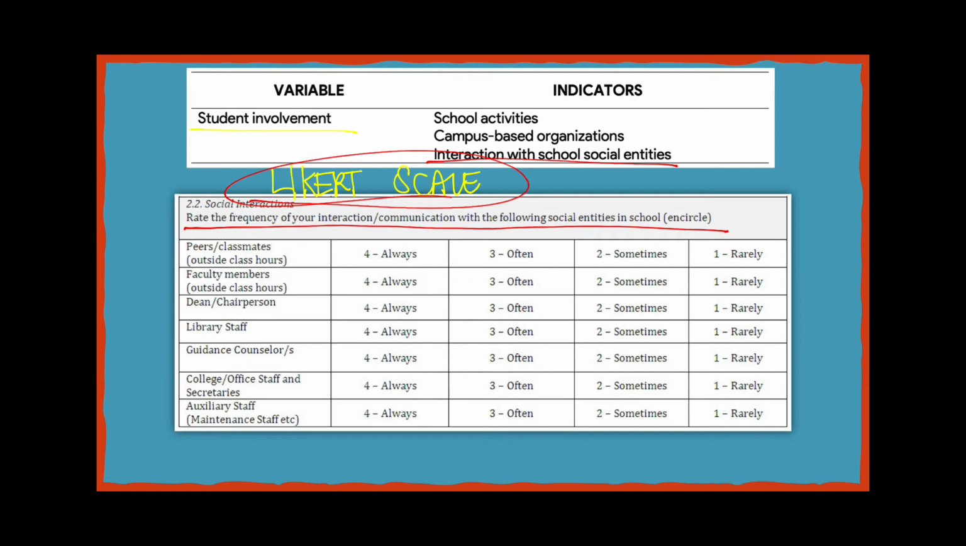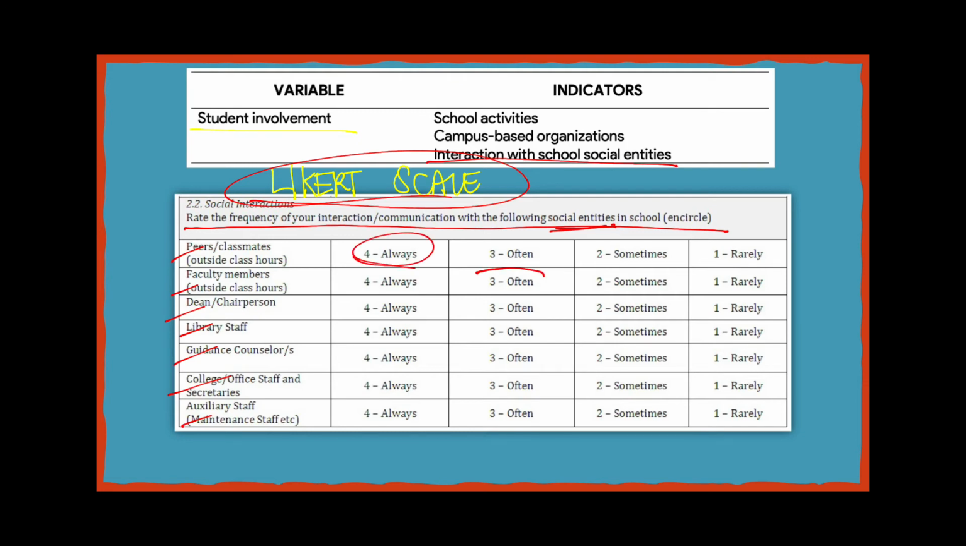indicator, statement, no? Like for example, in this case, we're talking about social interactions, and these are formatively described as interaction. And who are the social entities in school? Peers, faculty members, dean, library staff, guidance counselors, secretaries, and auxiliary staff. And then the student will think about the last 30 days and the extent to which they subjectively rate themselves in terms of the frequency of how they interact with these people. So they will be able to answer.